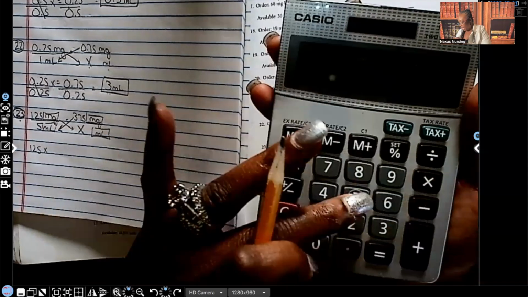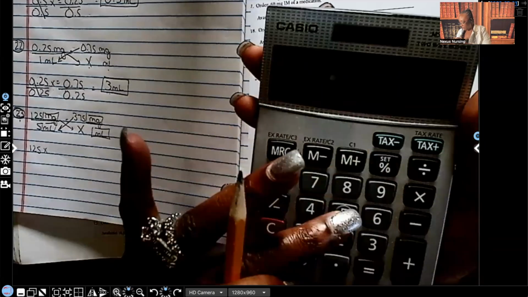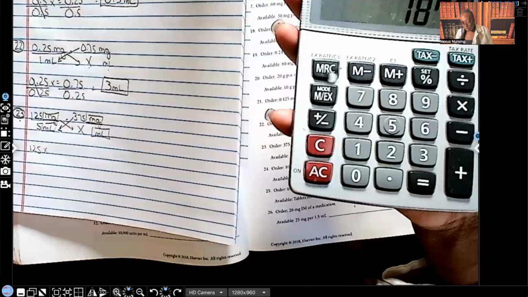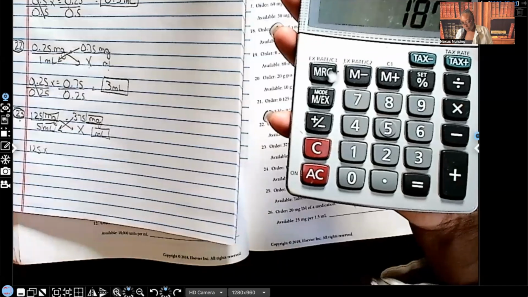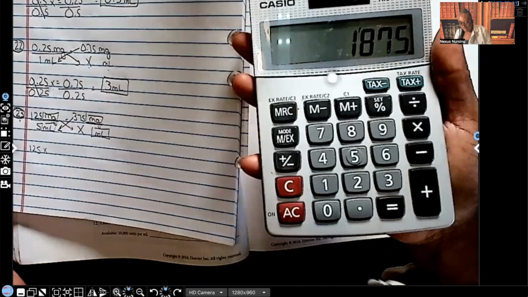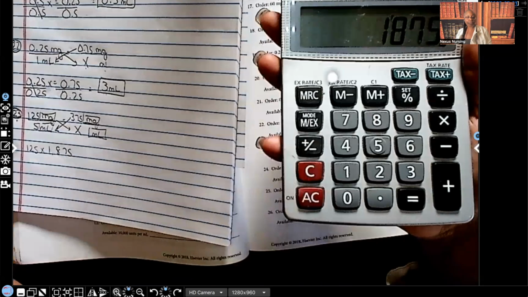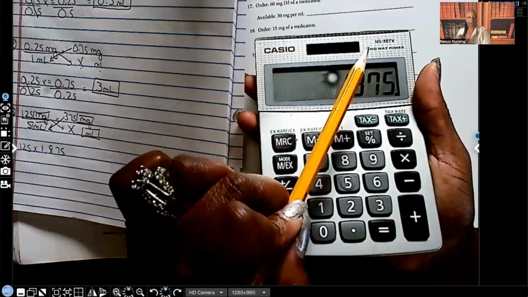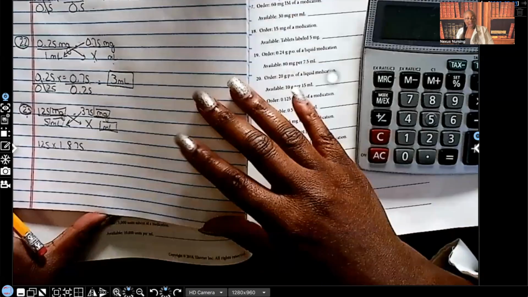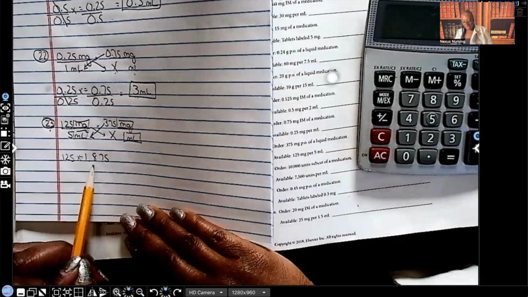375 times 5. Is that right? Oh, I guess it is. So 375 times 5, let me make sure, yes, that's 1,875. You guys see that? All right. So now I have 125X is equal to 1,875.